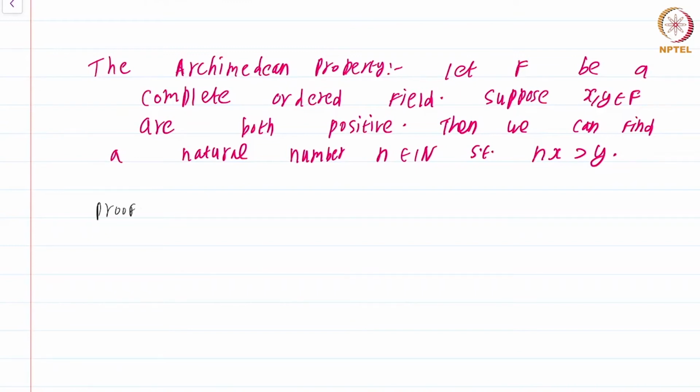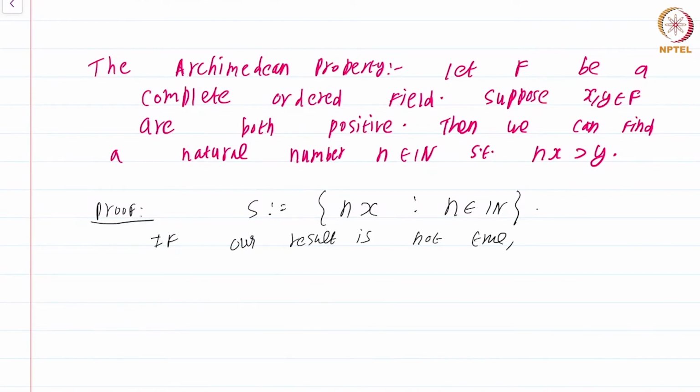How does one prove this? The proof is surprisingly quite easy from completeness. What you do is you consider the set S of nx such that n is coming from the natural numbers. Look at all the multiples of x by natural numbers. If our result is not true, then the set S is bounded above, right? In fact, y is an upper bound.